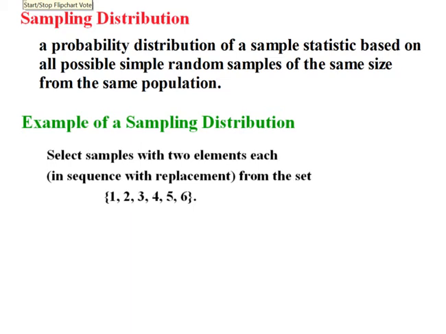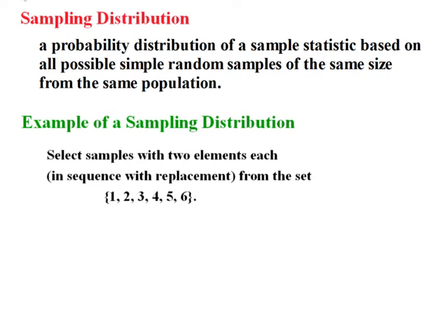Okay, now a sampling distribution is a probability distribution of a sample statistic based on all possible simple random samples of the same size from the same population. So as long as I grab from the same population, say the population is the entire school, and I grab the same size, say n is equal to 30, I can make a distribution out of those particular averages that I get, or samplings.